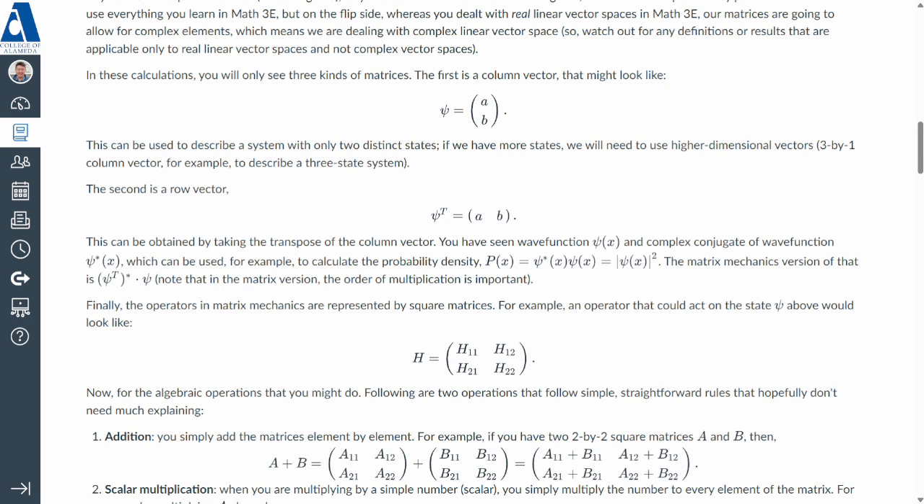For example, an operator that could act on the state psi above would look like, and on the screen is an example of an operator H. H is equal to a square arrangement of H11 and to the right H12, that's row 1 of the H matrix, and then H21, and to the right H22, that's row 2 of the H matrix, again enclosed by round parentheses.